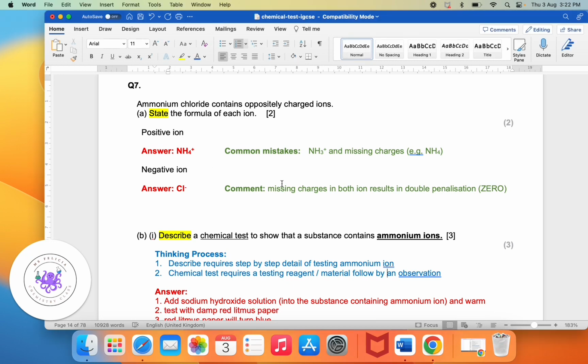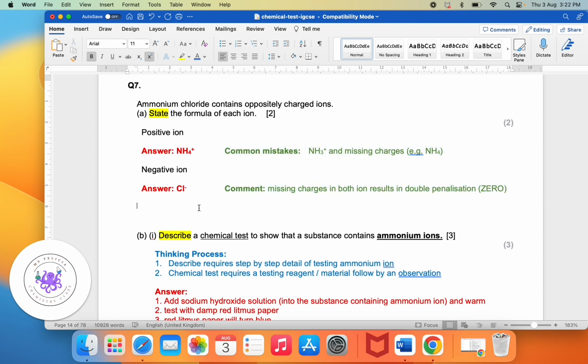So let's get started. For the first part of this question, they mention that ammonium chloride contains oppositely charged ions, and they want you to write the formulas of each ion, and that's 2 marks. As you can see, the ammonium ion is NH4+, and the chloride ion is Cl-.